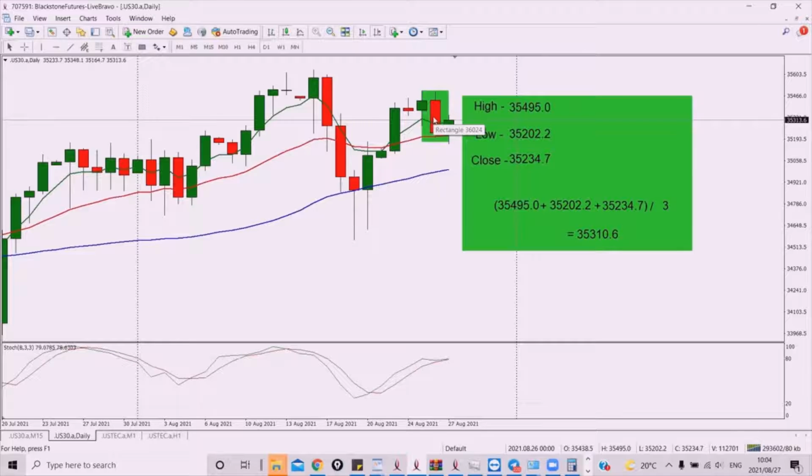that is 35495.0, the low, which is represented as an L, that is 35202.2, and the close, which is represented by a C, that is 35234.7. You add those three numbers together, you get a single value from that, and you divide that by 3 to get your main pivot point.